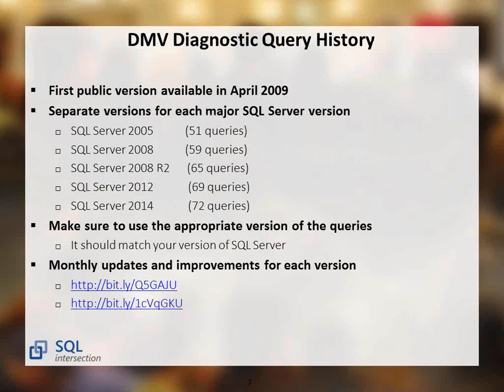It's completely free. So I started working on these way back in 2007, 2008, and then I started making them available publicly in April 2009. And there's separate versions for each major SQL Server version out there. Each new version of SQL Server has more queries that I have in these sets. So it's important that you download the right version of the queries for your version of SQL Server, because if you run the wrong version, some of the queries just aren't going to work. And I usually update these every month and put them up on my blog so you can download them for free, and the URL for that is right here. You can also just Google Glenn Berry DMV and you'll find them very quickly.